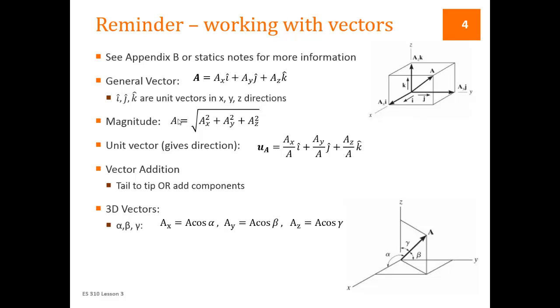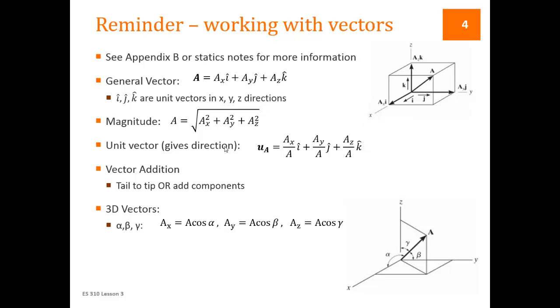A magnitude of a vector is given by the square root of the sum of the squares of its components. If we want the direction of a vector, we're really being asked for a unit vector in that direction, right? So the unit vector in the direction of A is given by the x part of the vector divided by its magnitude in the i hat, the y part of the vector divided by its magnitude in the j hat, and the z part of the vector divided by its magnitude in the k hat.